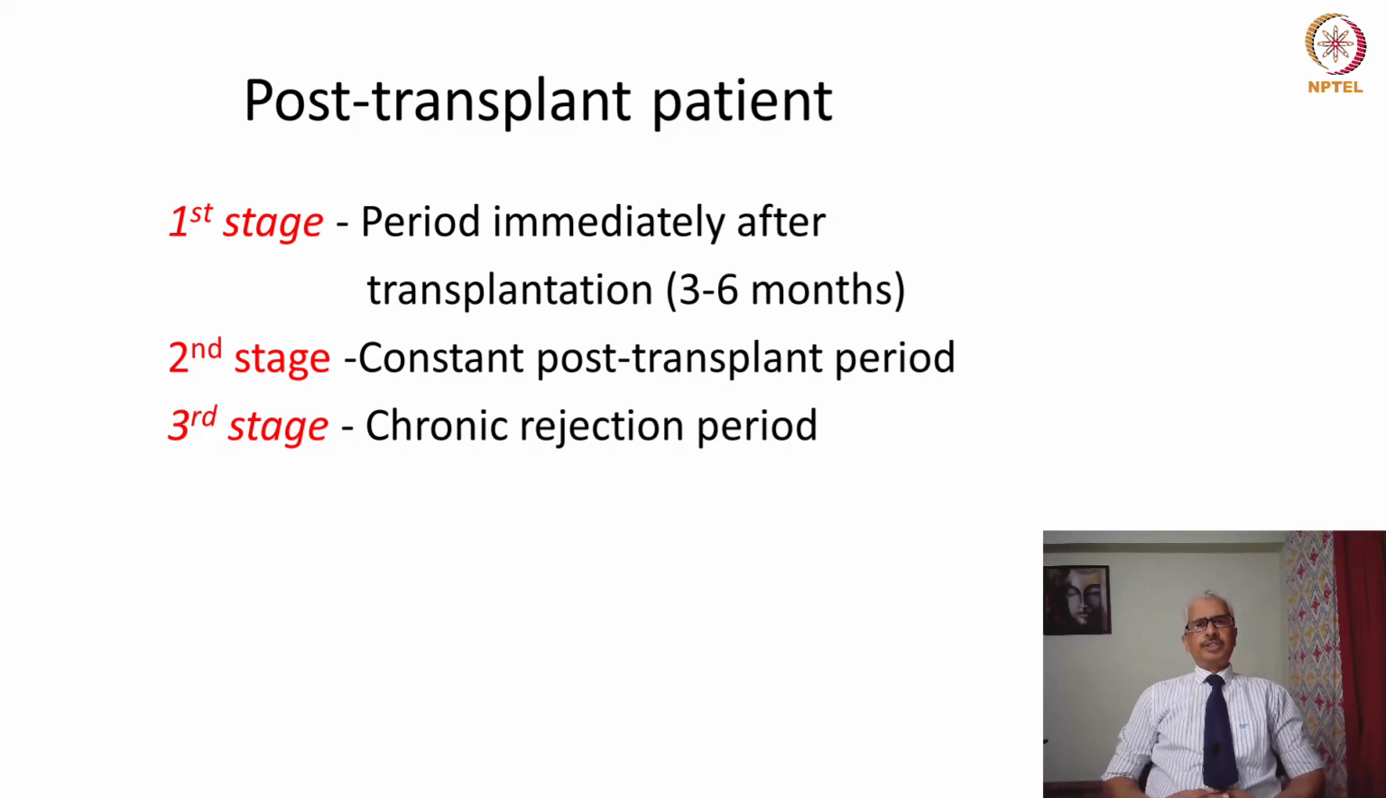The post-transplant patient may present to us in either the first stage, second stage, or third stage. The first stage is the period immediately after transplantation, that is the first 3 to 6 months. The second stage is the constant post-transplant period. This is the period where the patient is considered to be relatively stable. The transplant appears to have been taken up and the patient is not showing signs of rejection. On the other hand, the third stage is the chronic rejection period, where the patient is showing signs of rejection of the transplant.